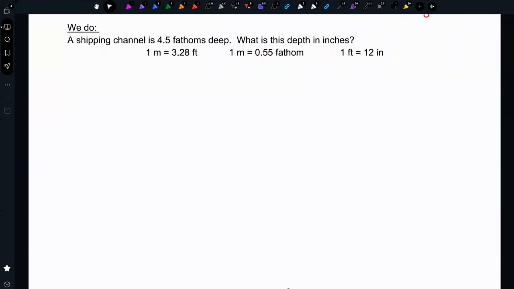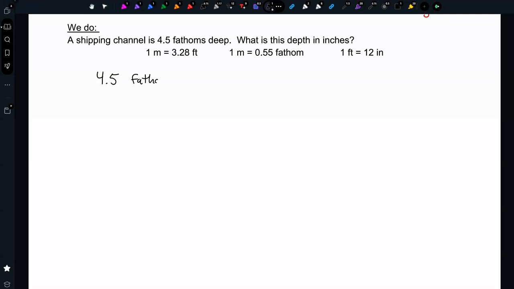All right. When I have a unit conversion problem, I generally want to start by mapping out where I'm starting and where I'm going to and how I'm going to get there. So I'm starting with 4.5 fathoms. That's my given quantity. So that's where I start. What I'm asked for is how many inches that is. So I'm trying to turn that into some number of inches.